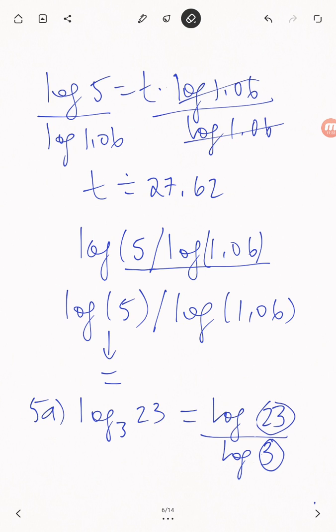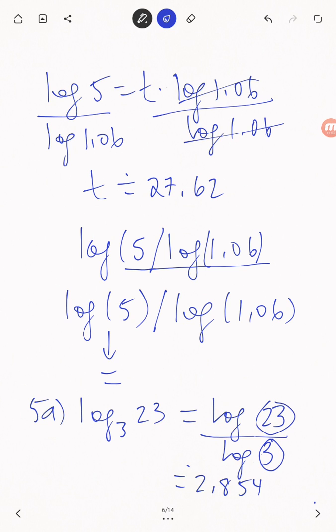So log 23 divided by log 3, and I get, to 3 decimal places, 2.854.